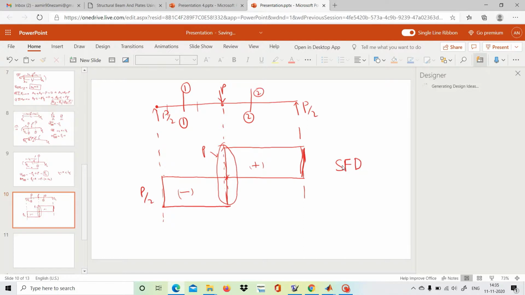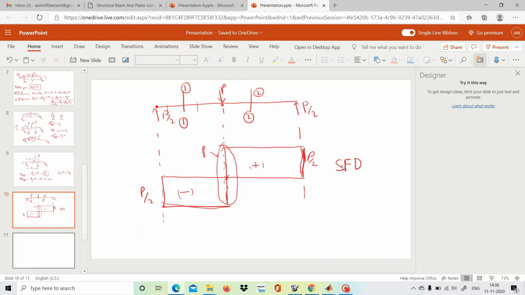This is called the shear force diagram of the beam, that the force was P by 2 within the span, and it was constant. Shear force was constant with the magnitude P by 2, it was not varying with the distance. So here also the shear force was constant with a magnitude of P by 2, and it was constant from L by 2 to L.